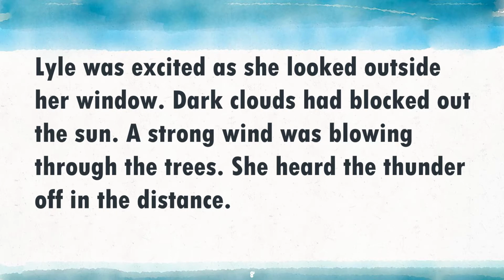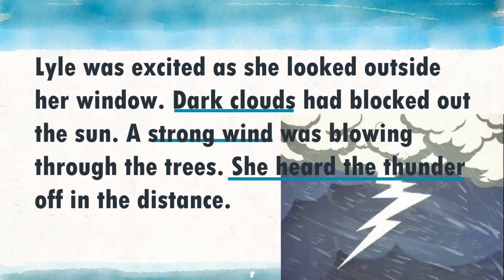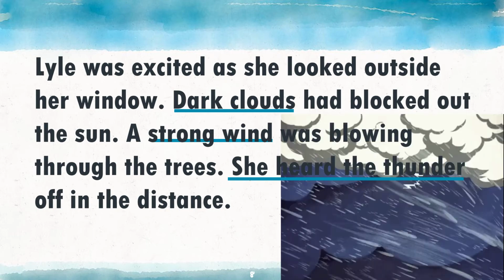Now, let us look at the clues in the passage. Dark clouds, strong wind, she heard the thunder. What is about to happen when there are dark clouds, strong wind, and a thunder? A storm or heavy rain is about to happen.